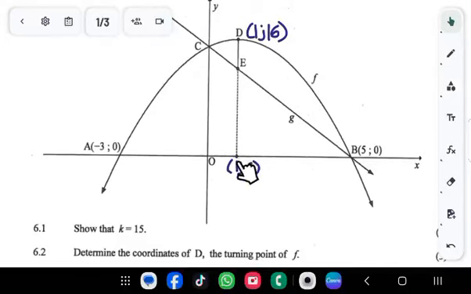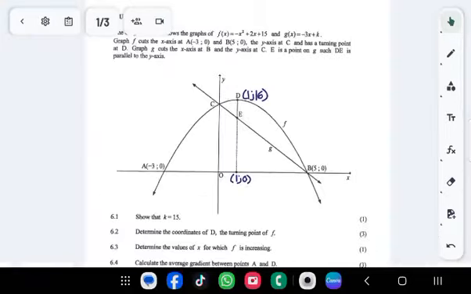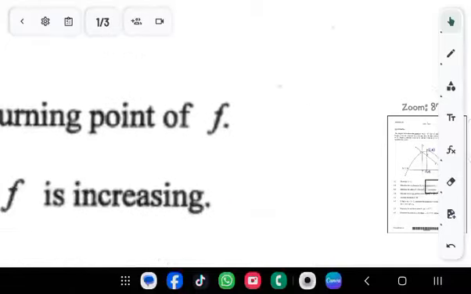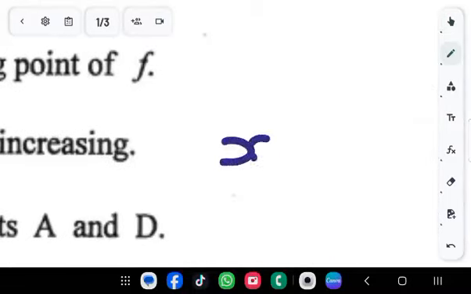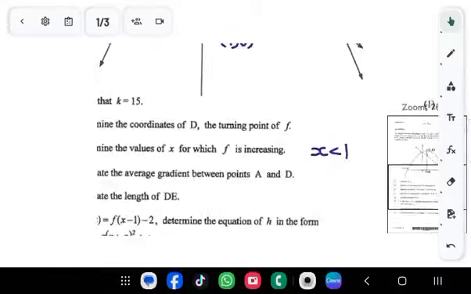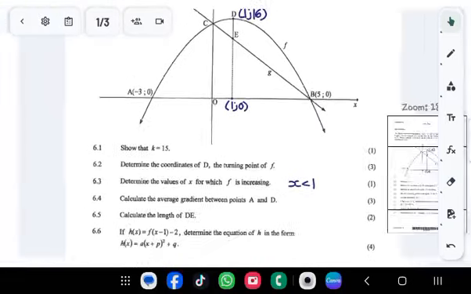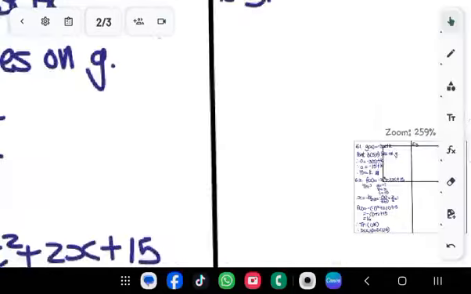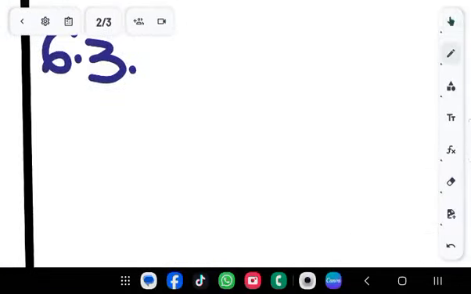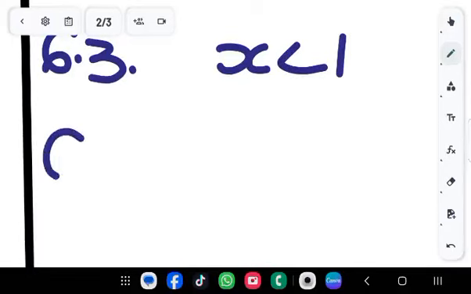So what is the important x coordinate at that point? That is x equals 1. So from the left all the way to x equals 1, it is increasing. Therefore, the answer is f is increasing for x less than 1. We do not include 1 because at 1, it is not increasing and not decreasing, because that is the turning point. So the answer to this question is x is less than 1, because to the left of 1, that's when it increases.